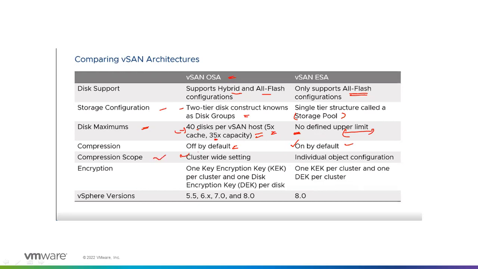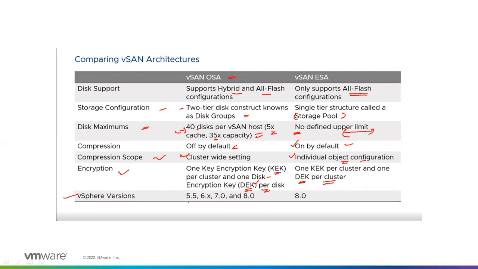Compression scope is a cluster-wide setting, but here, if you want compression at a specific object level, you can go and select it. For encryption, one KEK source is required, and a disk encryption key separately. Here it is one KEK per cluster and one DEK, so you don't need to create a separate DEK. You probably remember our last discussion, we showed that we require a KEK and a separate DEK per disk, right? But here the DEK is per cluster.